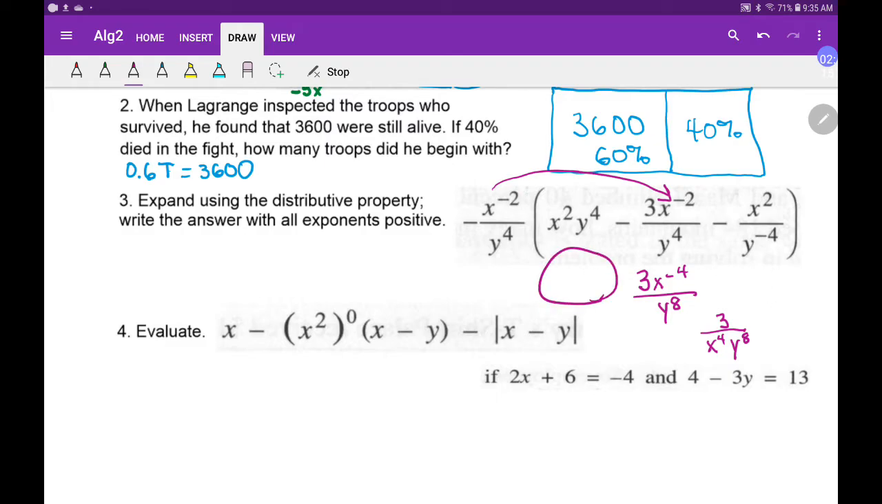Simplify this term right here. Well, maybe I'll do it in a different color. You do this, and that'll give you something you can subtract that from. And then you also do that one, and you'll be able to subtract something again. Okay?